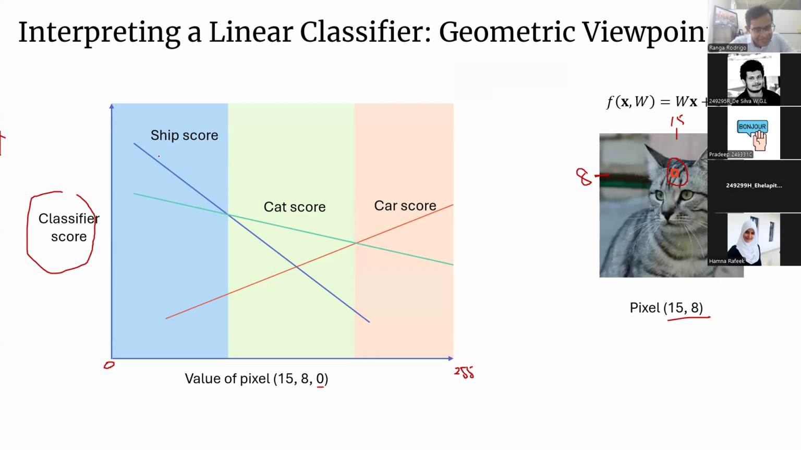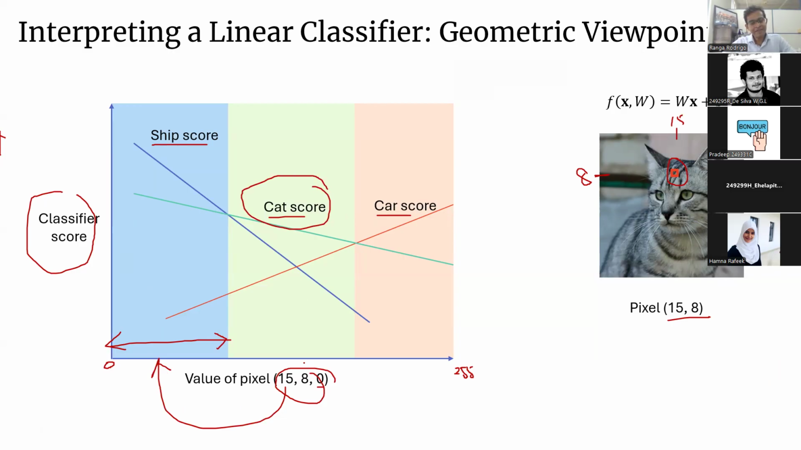So if this is the ship score, the blue one, the cat score is the green one, and the car score is the orange one. You can see in this region, the ship score is the highest. So if this pixel value falls in that region, we call it a ship. The cat score is highest in this region. If the pixel value falls in that region, we call it a cat. In this region, the car score is the highest. If the pixel value falls in this region, we call it a car.